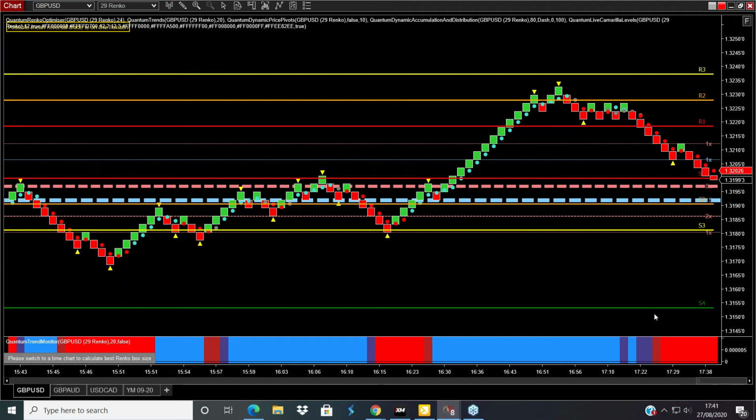is we have developed trend indicators, the trend dot, which is this, as you can see, very, very close to the market, and we have the trend monitor. And it's a very straightforward way of using the indicator.